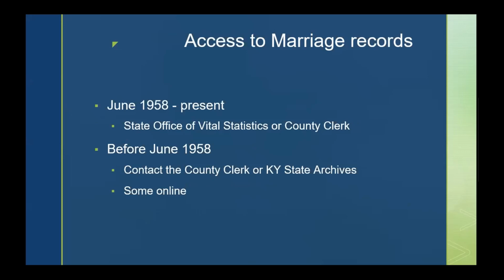The State Vital Statistics Office does have marriage records from 1958 to the present. So that would be a way that you can get a hold of those. And then before 1958, you'll have to contact the county clerk or the Kentucky State Archives.